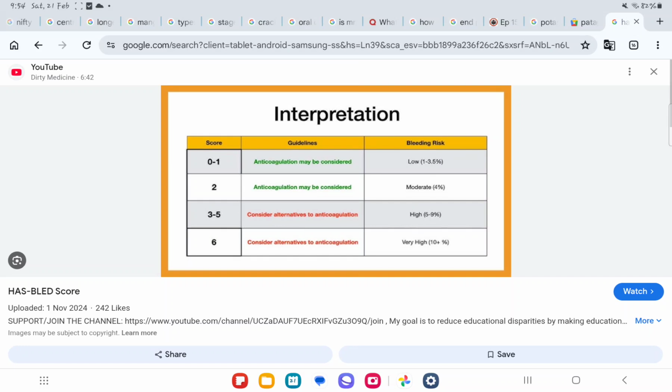How do we interpret this? If the score is 0 to 1, like up till 2, you can continue anticoagulation without any worries. For 3 to 5 and 6, consider alternatives to anticoagulation.